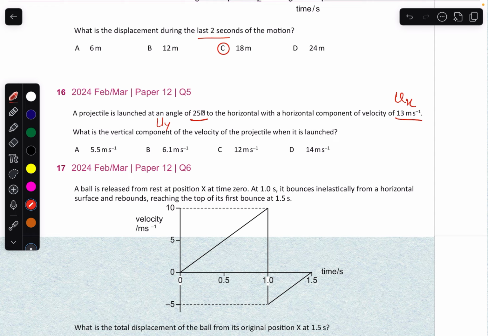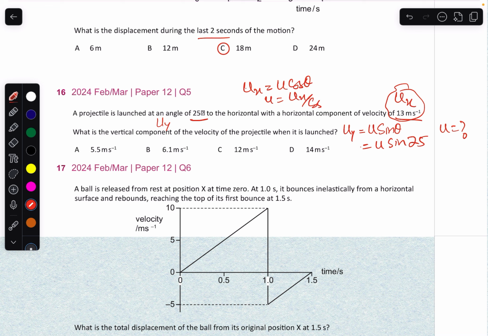We know that uy is equal to u sine theta. Theta is given, theta is 25 degrees, but what is u? That can be found by this. We know the horizontal component is u cos theta, so u is equal to ux divided by cos of 25.